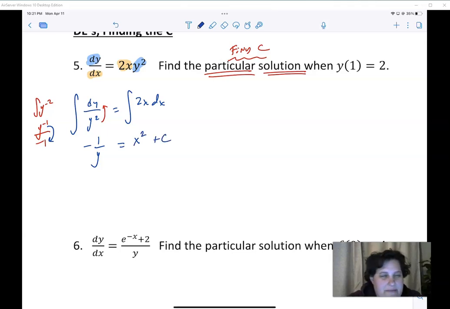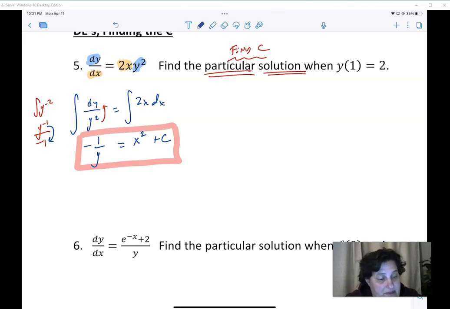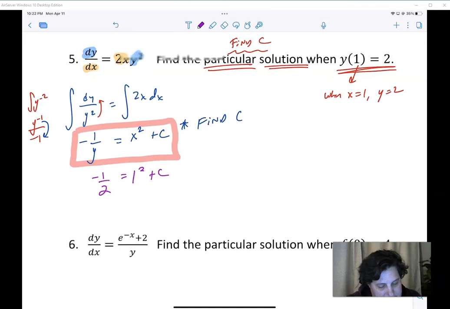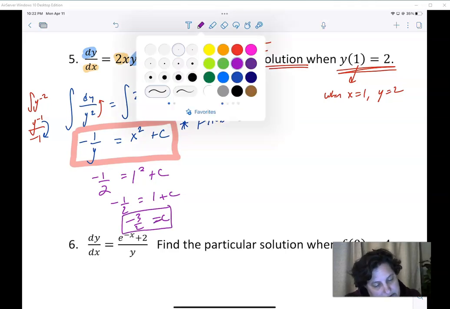All right. Now, before I start manipulating this thing like crazy, the second that you actually take the integral of both sides, this is the point at which you should find c. Before it starts getting all crazy. When y of 1 equals 2, what does that mean? If I were to interpret this, it means when x equals 1, y equals 2. Let's go ahead and plug that in over here. When x equals 1, y equals 2. Now, can I solve that for c? Well, negative 1/2 is 1 plus c, and if I subtract that over, negative 1/2 minus 2/2 is negative 3/2. That's c.